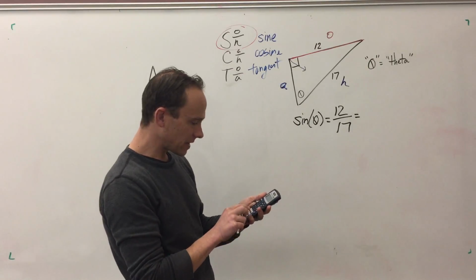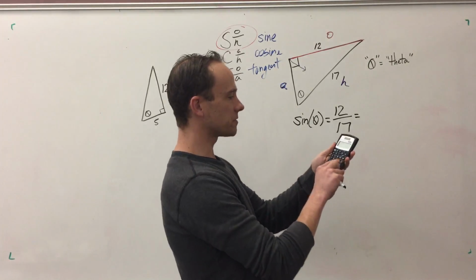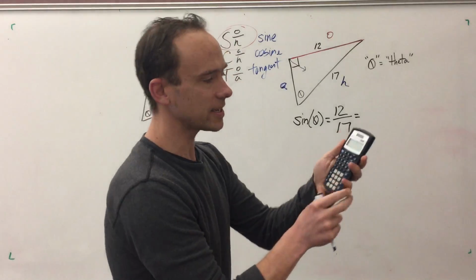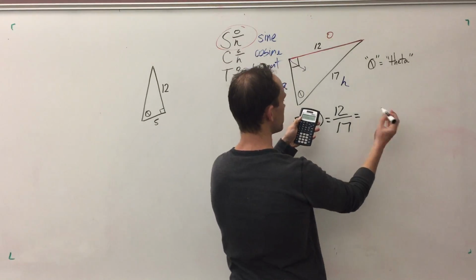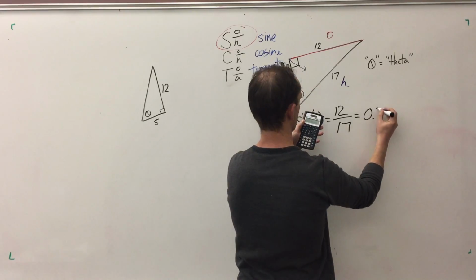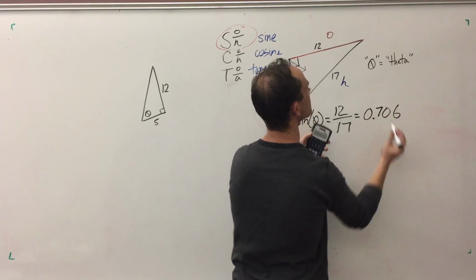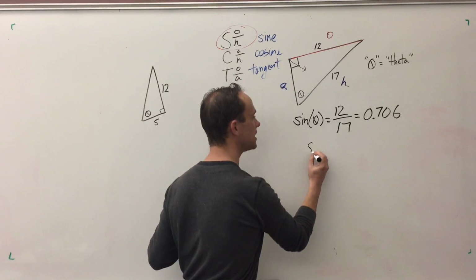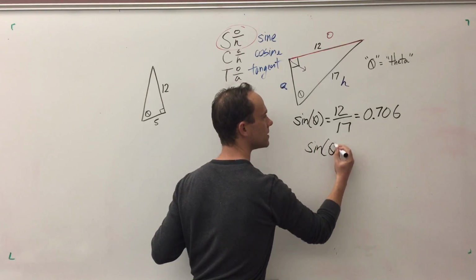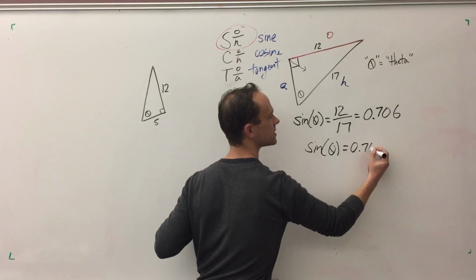So the sine of theta, let's go 12 divided by 17. What do we got there? We got 0.706, rounded to 3 decimal places. There we go. All right, so I know the sine of theta is equal to 0.706.